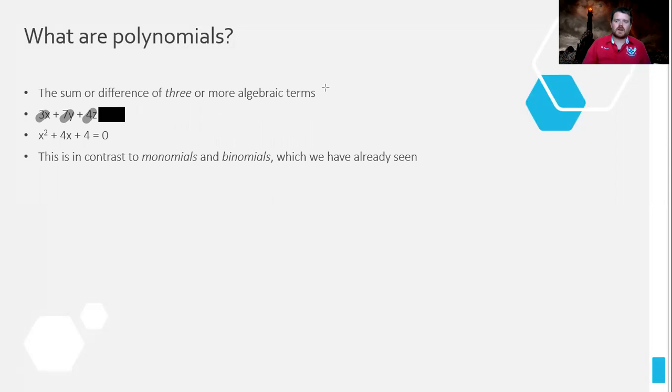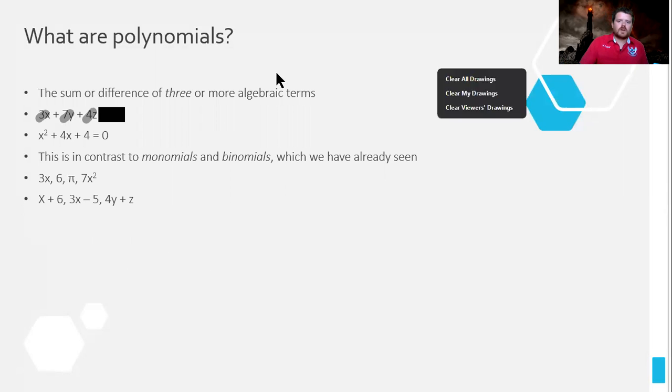And that's important because we're going to need to know how many terms are in a polynomial to be able to classify the polynomial. Again, that is in contrast to a monomial or a binomial. A monomial just has a single term, so you're having a product or a quotient. You don't have any addition or subtraction. And a binomial would be 2 or more.